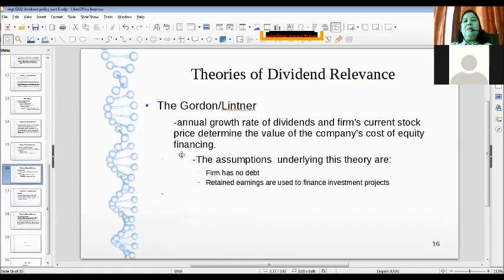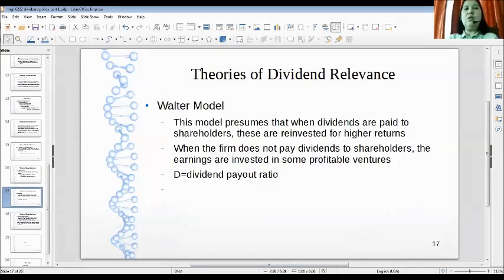Okay. But the assumptions underlying this theory are that the firm has no debt. Okay. Kung walang utang yung company, okay, pwede mag-declare. So easy to declare. And the retained earnings are used to finance investment projects. Okay. According to Walter and Modigliani, okay, the dividend is equal to the dividend payout ratio for them. So ibig sabihin talaga, for them, you really have to pay me the dividend, okay, on the part of the stockholders.